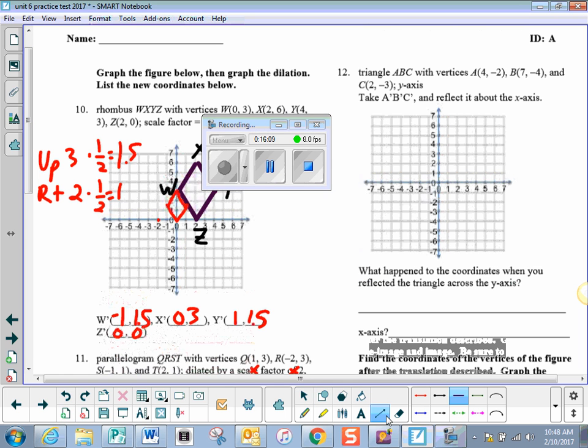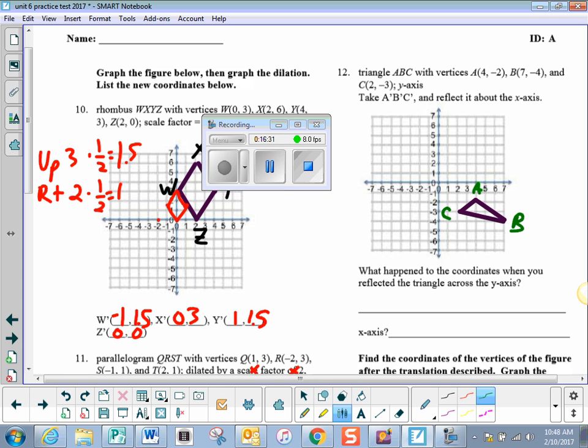Triangle 4, negative 2 to 7, negative 4 to 2, negative 3. And then I need to connect those. Okay, so we have A, B, C, and we're reflecting it about the x-axis. So that's right here. So that just means my new A is 2 units above. My new B is 4 units above. So A prime, B prime, and my new C is 3 units above.